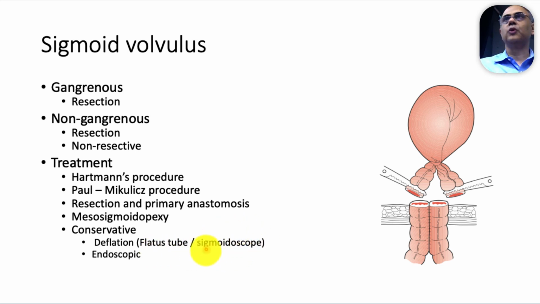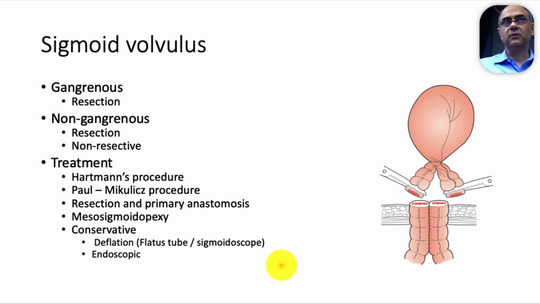So then you use a scope. You pass a scope, whether rigid or flexible, find that twisted area from inside, negotiate a tube and suck out all the contents. This is called endoscopic deflation of the sigmoid colon. So this is only a temporary measure. Of course, the chances of recurrence will be much more. And this can only happen if the twist is partial in early stages. When the twist is complete, 360, it will be of no use because already there are chances of venous compression and ischemia. In that case, you have to operate.